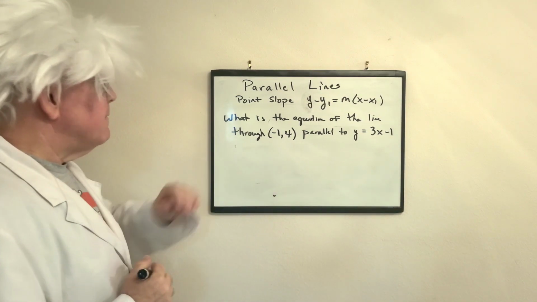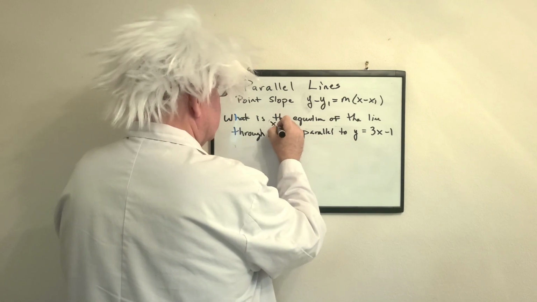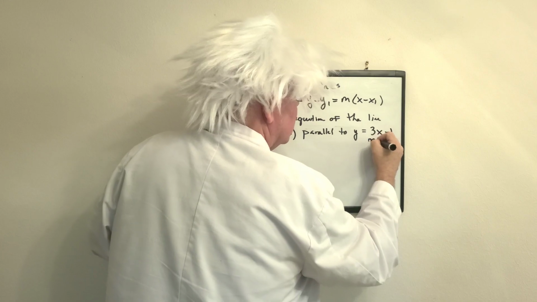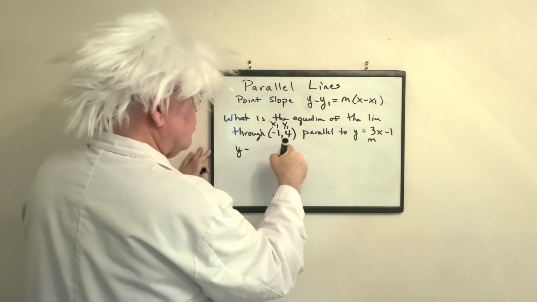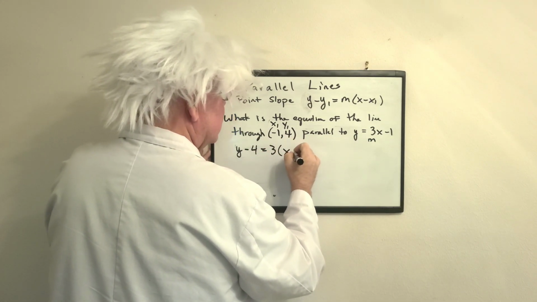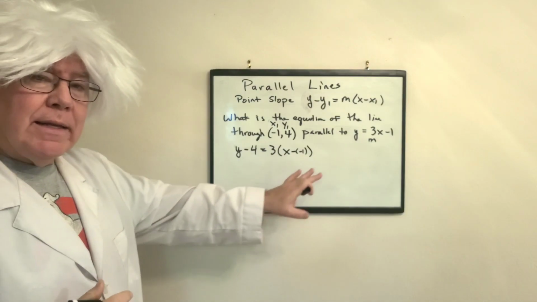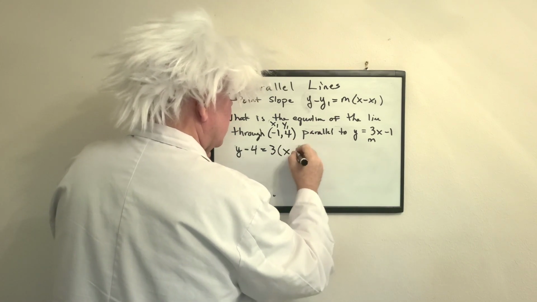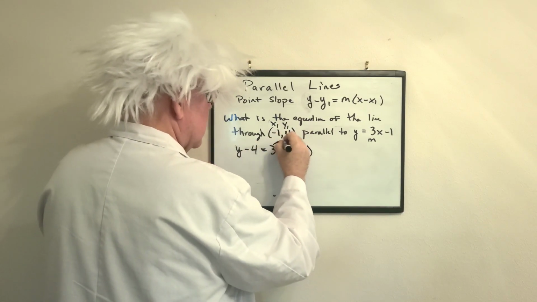Okay, we're back. Now, first thing we're going to do, we're going to label our players. This is x1, this is y1, and this is my slope, okay? Now, I go y minus y1, which is 4, equals 3 times x minus negative 1. Now, subtracting a negative is like adding a positive, so we're going to make this plus 1. Now we do the distributive property.